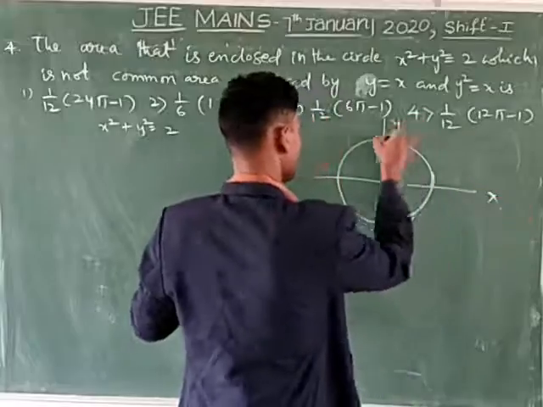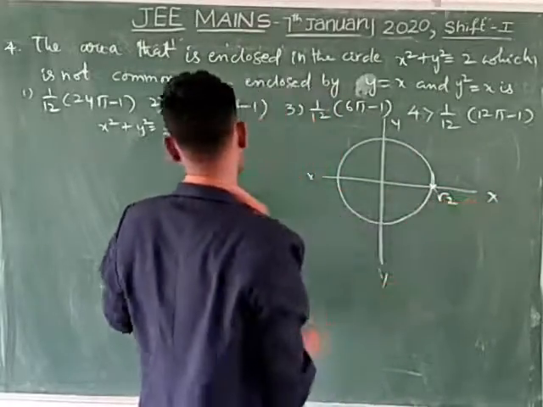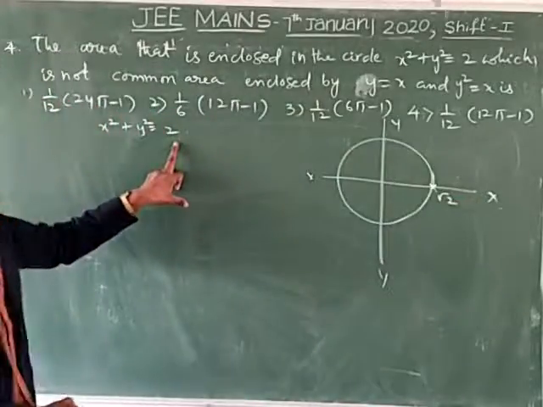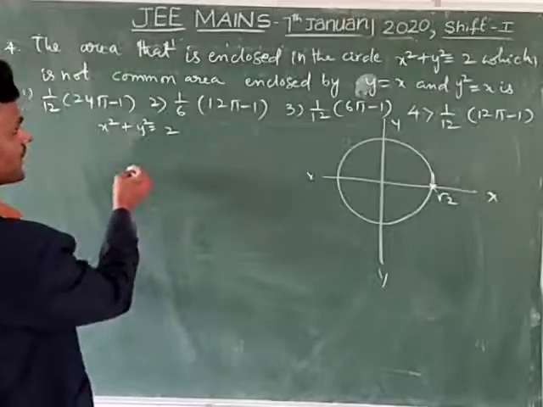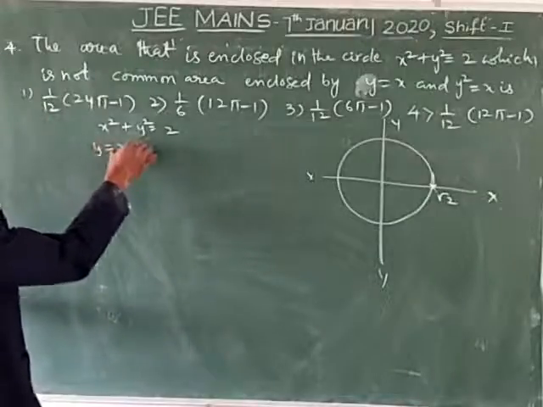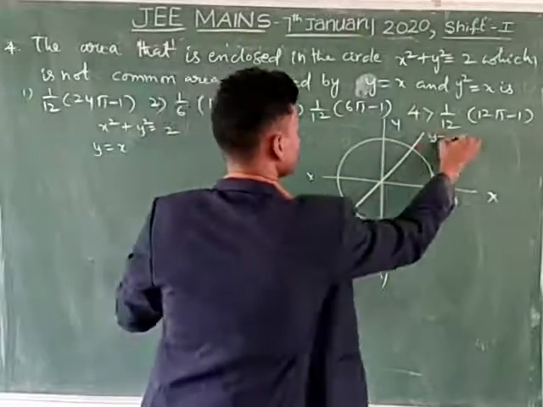This is x, this is y, negative x-axis, negative y-axis. This is root 2 units radius. Here x² + y² = r², so this is root 2 units. Now you have to draw y = x. This is a straight line, y = x.